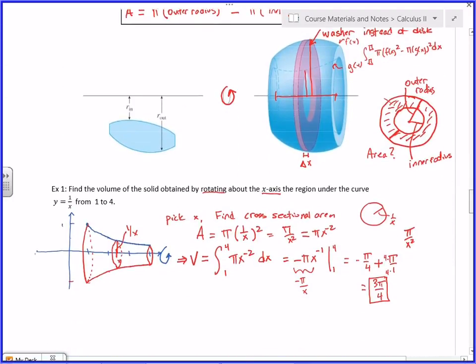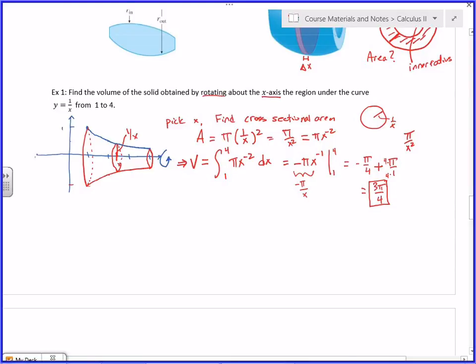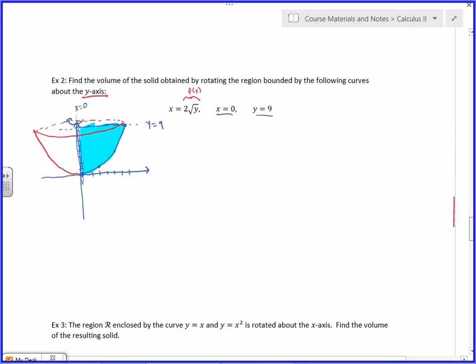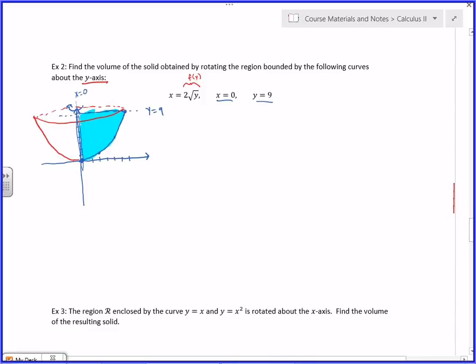Okay? So we did this one. We rotated 1 over x from 1 to 4. And we were just about to get started on this one. So I've already drawn the picture for us last time. I want to get rid of this thing if I can.